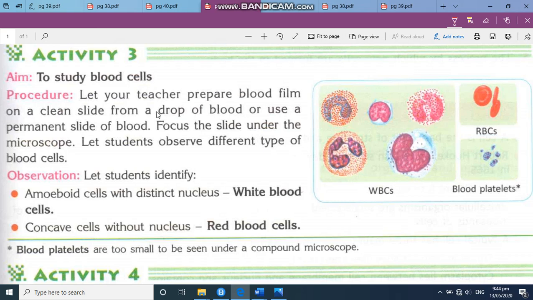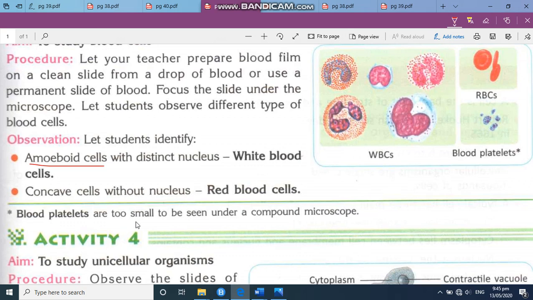Take a drop of blood, put it on the slide, cover it and then see it under the microscope. Amoeboid shape, that means which can change the shape. We call it amoeboid because the word comes from amoeba, with a clear distinct nucleus. See, these are all different types of nucleus, right? These are known as WBC or white blood cells, and concave cells without nucleus. This is a mature RBC, concave in shape, it doesn't have a nucleus. This is one difference between them.